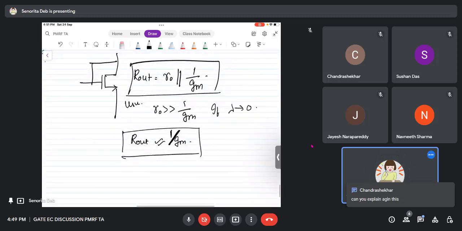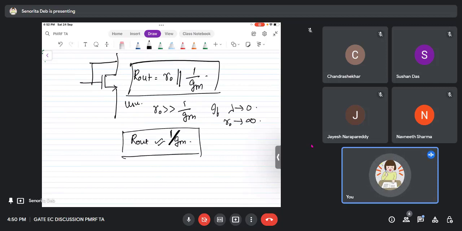So if lambda tends to 0, that means R naught will tend to infinity, and in that case we take 1 by GM to be this thing. Okay, so in that case R naught will be very greater than 1 by GM, and then you can take this approximation. So please let me know once you are done with this. We will quickly do one small signal model of a bit complicated circuit, and then we will just finish the class. Okay.